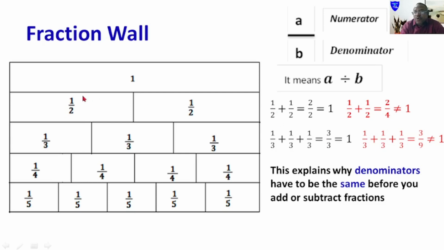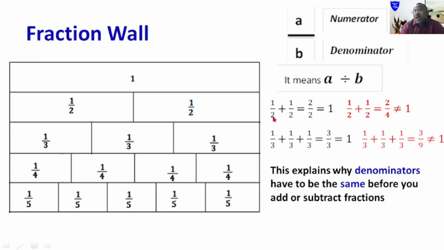And the fraction war explains why. You can see half and half there. When you add these two, they should give you 1. And this is how it works out. Half plus half is equal to 2 out of 2, and 2 out of 2 is 2 divided by 2, which is equal to 1.